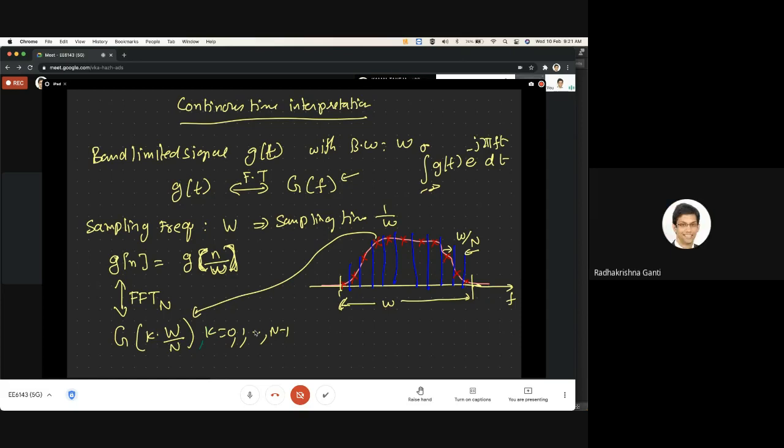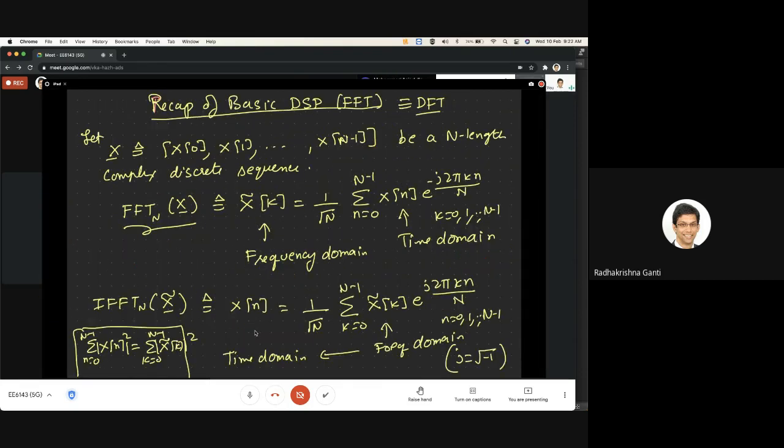Okay, sir. So essentially, I have my G of t signal, which is a continuous time signal. If I take the Fourier transform, I get my G of f. This is one case. Now what I'm doing is taking this G of t and sampling it at 1 by W. In the time domain, I get my discrete samples. Once I get my discrete samples, if I take an FFT, I go into the Fourier domain, the discrete domain. This is what I get. This is not the Fourier transform, this is the FFT.